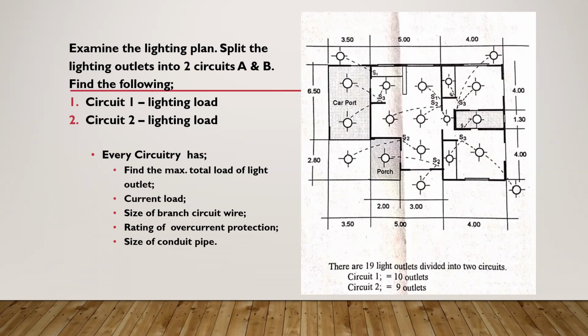So dito sa ating given illustration, i-subdivide na mismo na daan ang number of outlets per current circuit line. So we have circuit 1 and 2 here. So by direct counting, we have 19 light outlets, which will be divided into two circuits. Para sa circuit 1, 10 outlets. And then circuit 2, 9 outlets.